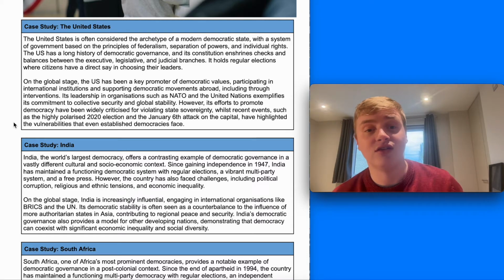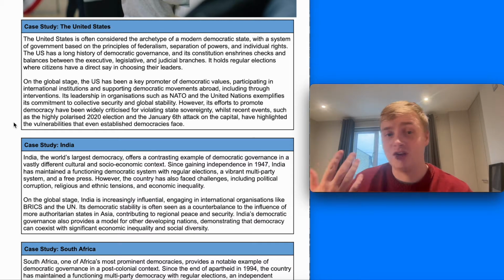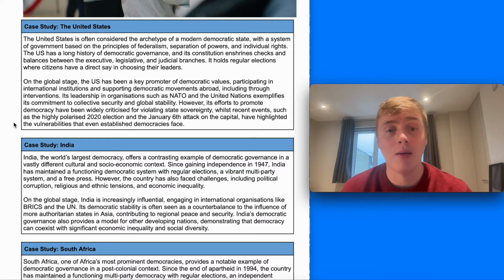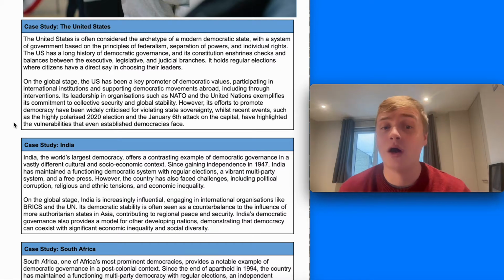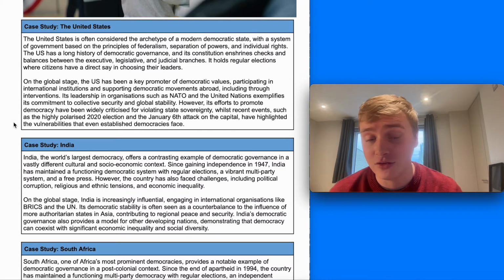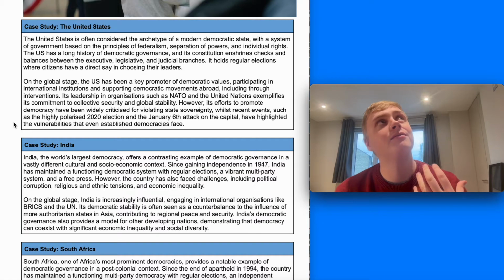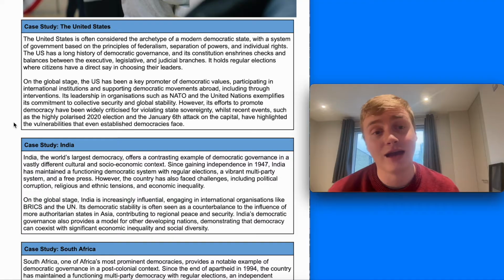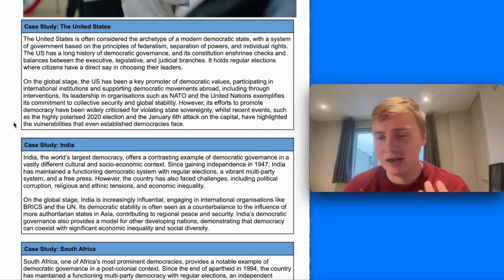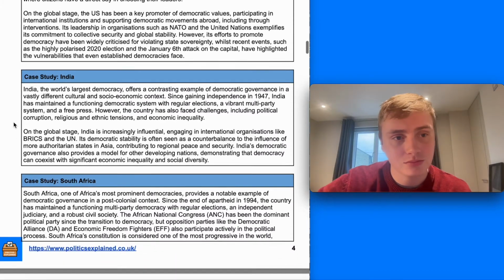And on the global stage, the US has been a key promoter of democratic values through international institutions, such as the United Nations, also through NATO. This being said, its efforts to promote democracy have been widely criticised for violating state sovereignty, and it's more recently been threatened by domestic events, in particular the January 6th attack on the Capitol in 2021, which have highlighted some of the vulnerabilities of it as a democracy, but it's very much still a democracy.